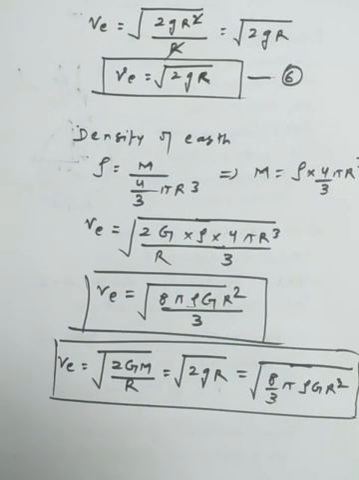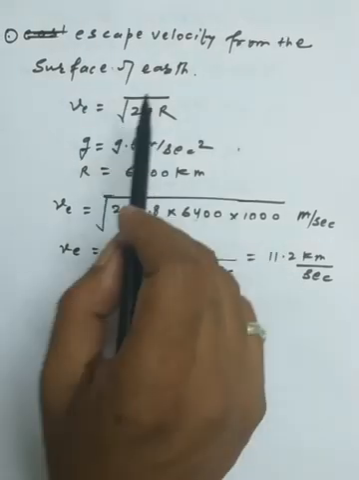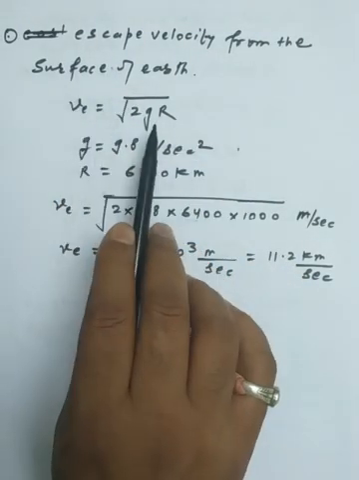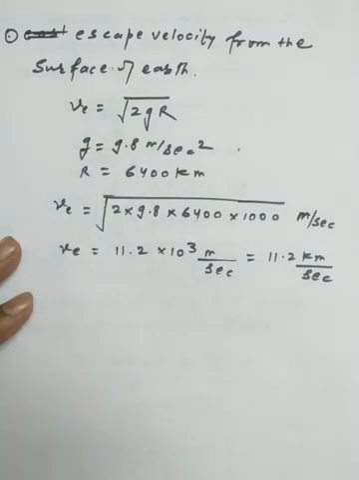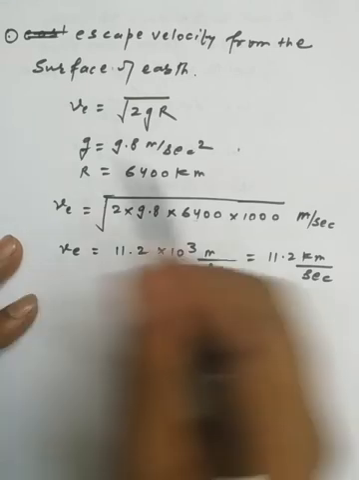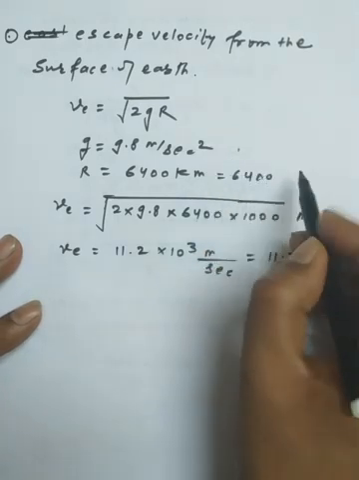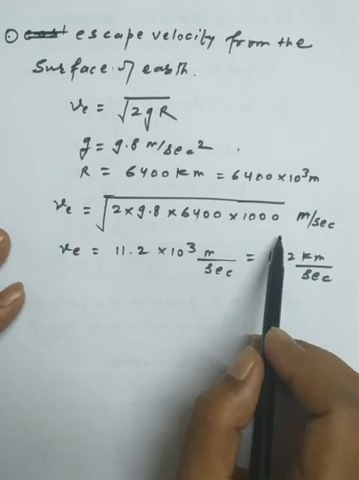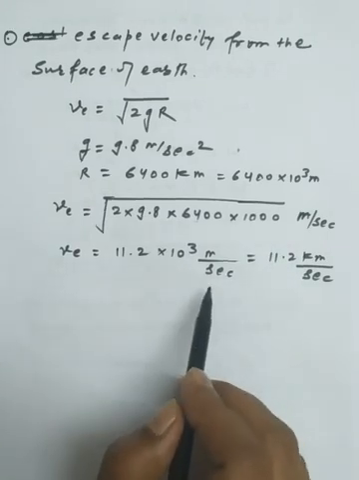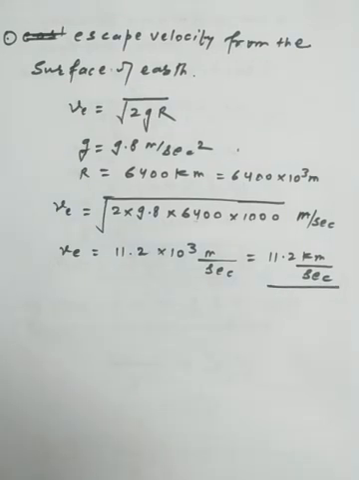Now what is the escape velocity? We are talking about the escape velocity from the surface of the earth, for an object which we want to project. We have the simplest representation that Ve is equal to under root 2gR, and certain values regarding the earth: the acceleration due to gravity is 9.8 meter per second square, and the radius is 6400 kilometer, which we convert into meters as 6400 times 10 to the power 3 meter. Putting these in the formula, we get 11.2 times 10 to the power 3 meter per second, that is 11.2 kilometer per second.